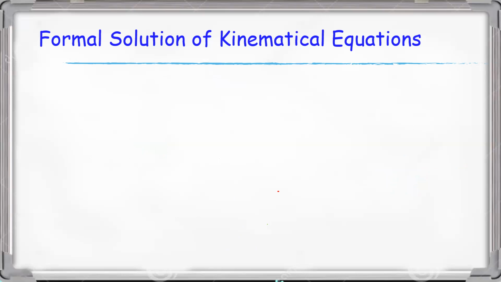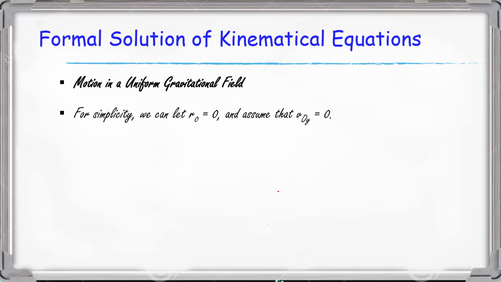Now for simplicity we can let the initial position of the particle be the origin, that is r0 is equal to 0. That means x0 is equal to 0, y0 is equal to 0, z0 is equal to 0. The coordinate of the origin must be 0, 0, 0.